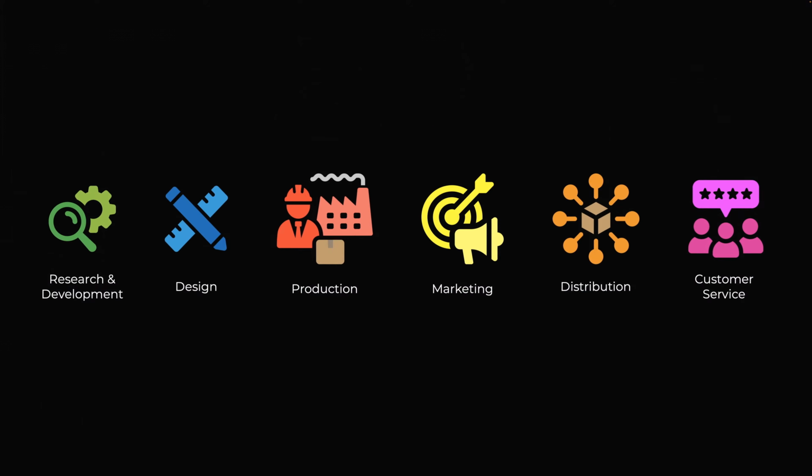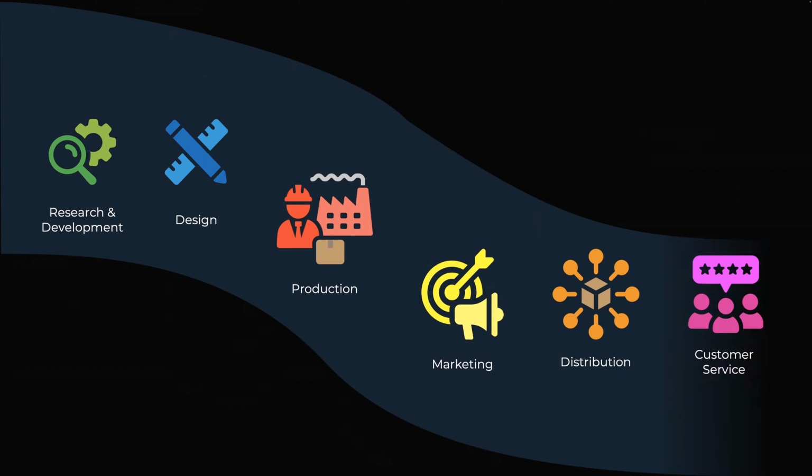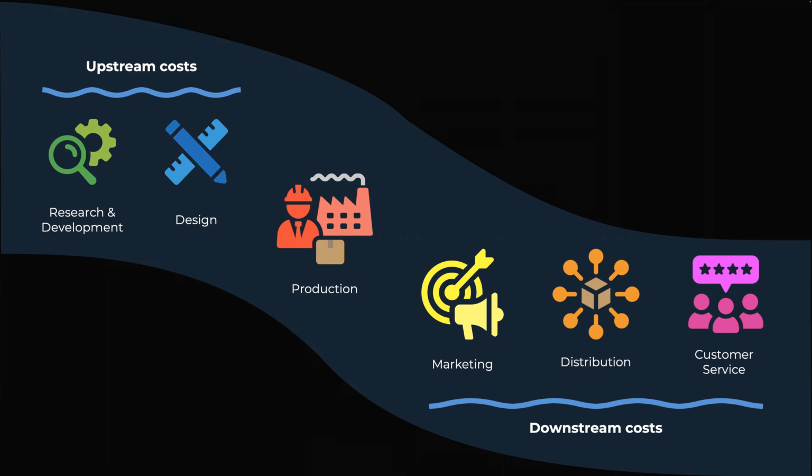Now, all of these costs can be thought of in yet another way. We could organize it as so. If we think about all of the costs as one having to be incurred before the other and think of them as a flow or a stream of costs, we can look at the top left and think of the costs incurred before production, research and development, and design. Those are known as upstream costs. And then we can think of the costs incurred after production, marketing, distribution, and customer service. Those are all known as downstream costs.